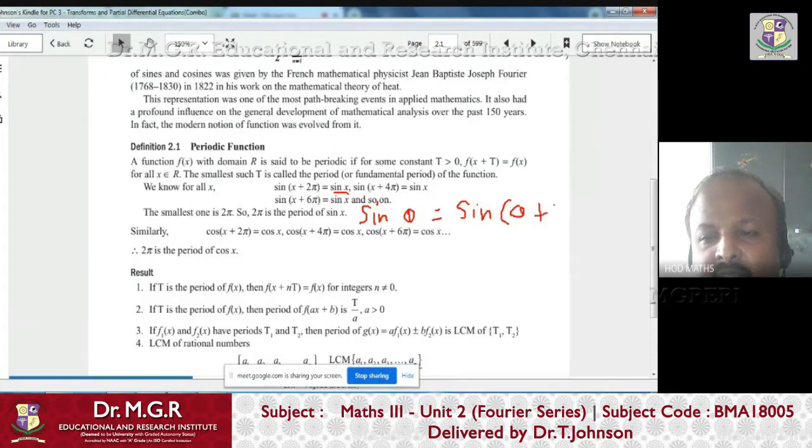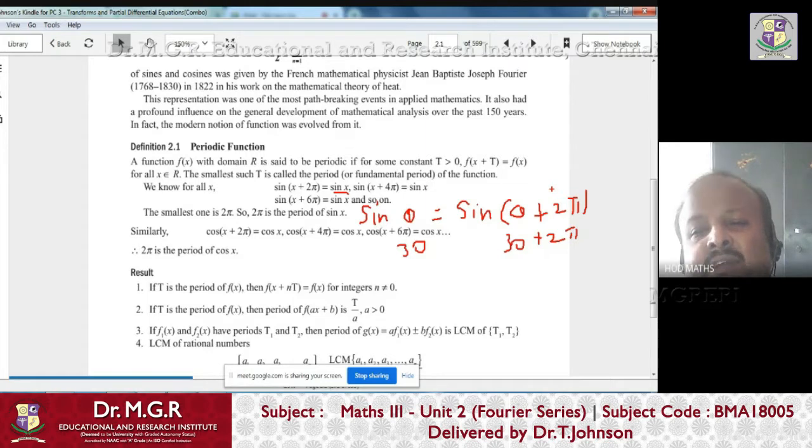What is the meaning of this? Suppose you want to find sine 30. Sine 30 is the same as sine 30 plus 2 pi, because after a 2 pi rotation, which means a 360 degree rotation, you are coming to the same place, the same angle. So whatever value sine theta takes, the same value it takes for sine theta plus 2 pi.